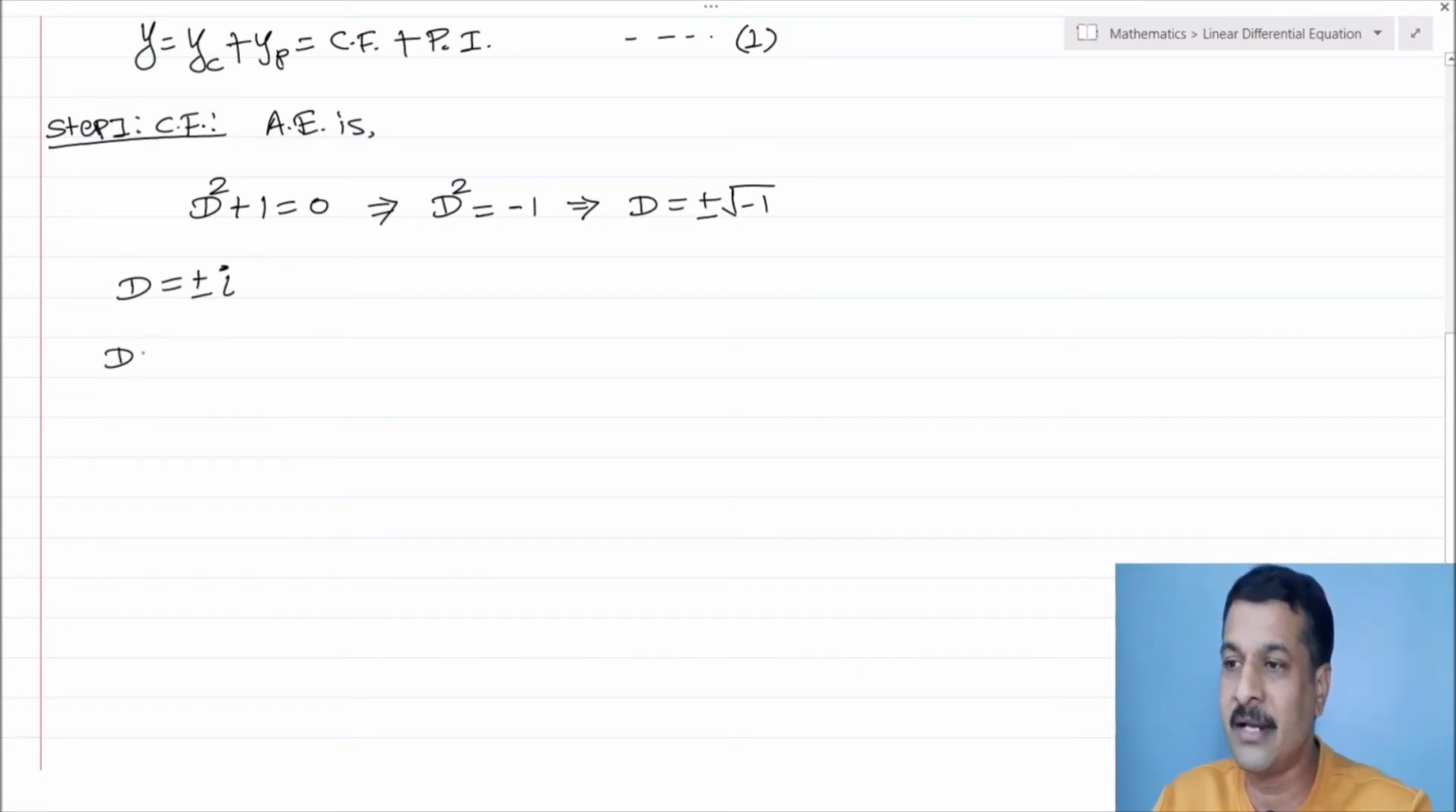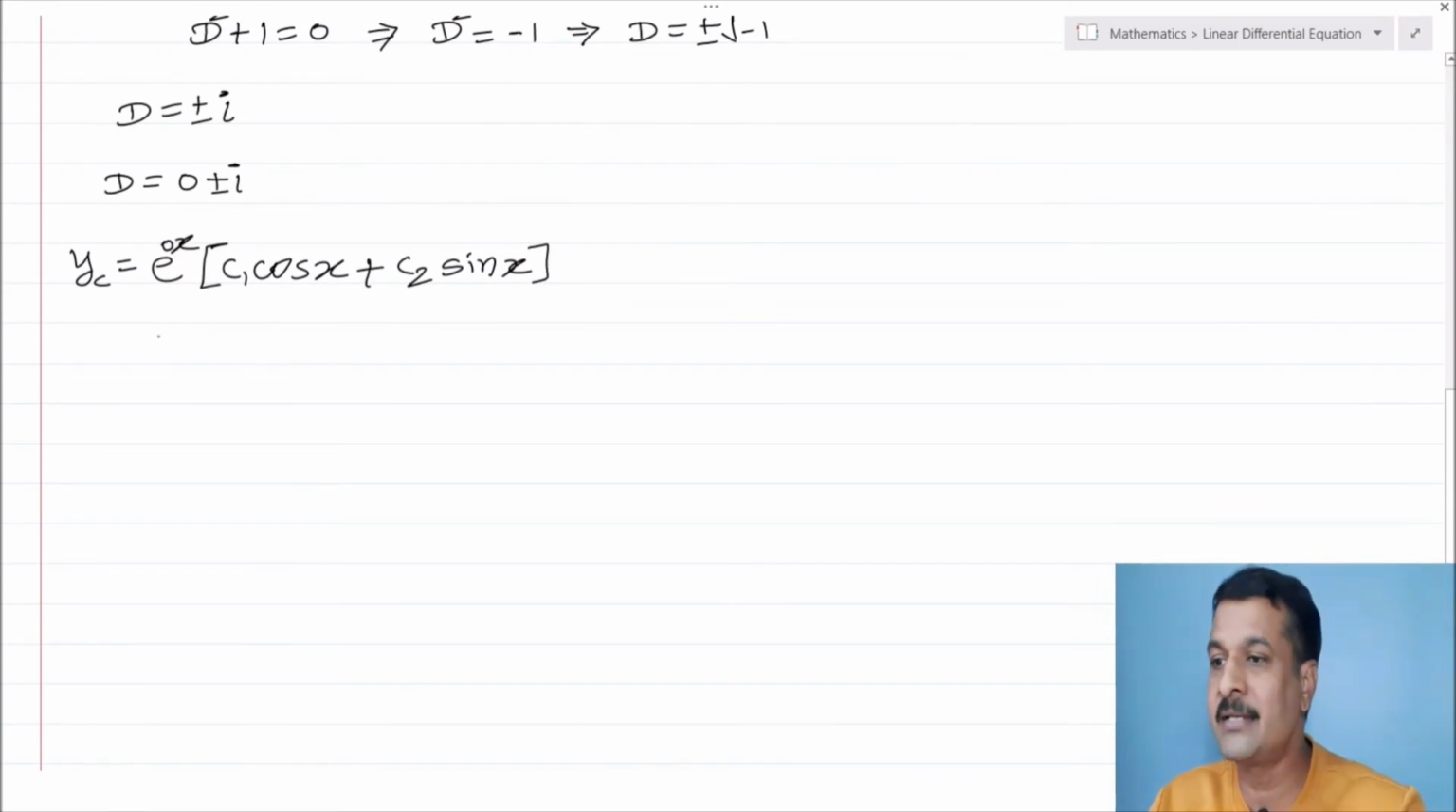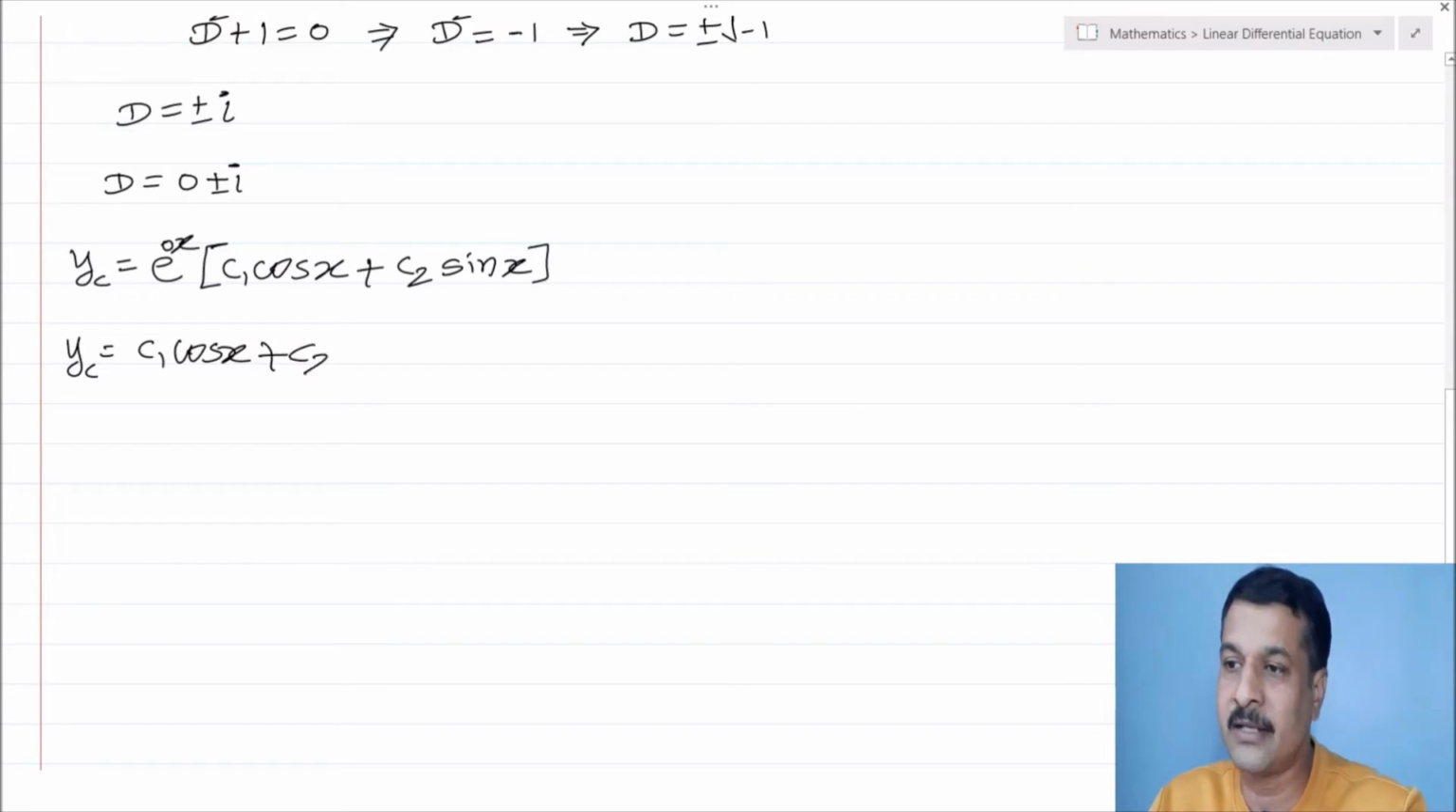So the same thing I can write as a real part and imaginary part. So definitely here 0 plus minus i means real part 0, imaginary part is 1. So what is yc? It is e raised to 0x, means e raised to real part x, in bracket c1 cos of imaginary x plus c2 sin of imaginary x. So e raised to 0 means it is 1. The same thing I can write as yc equal to c1 cos x plus c2 sin x. So this is your first part, that is equation number 2.